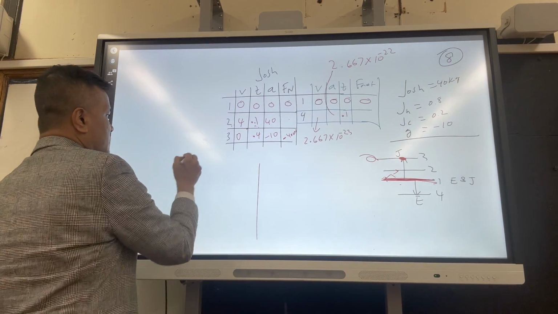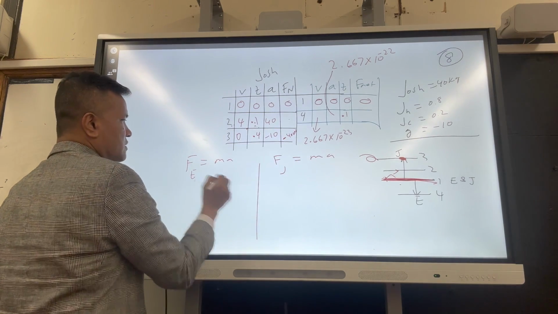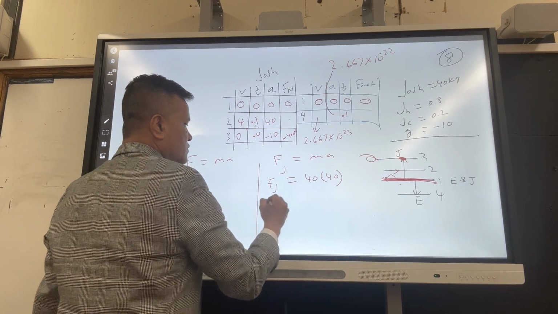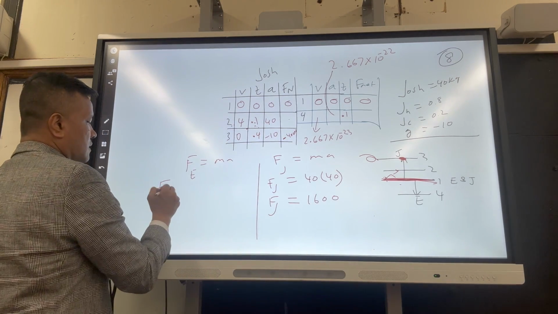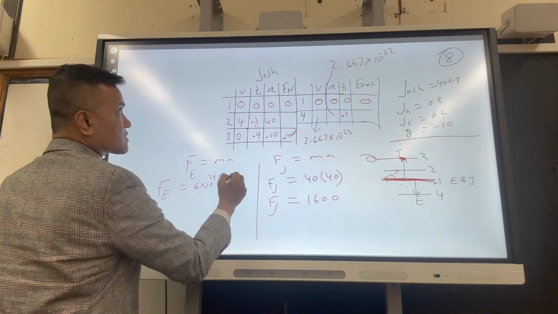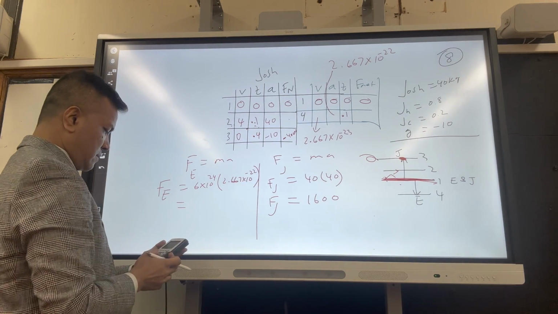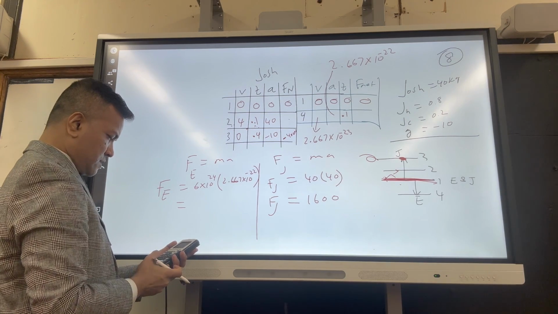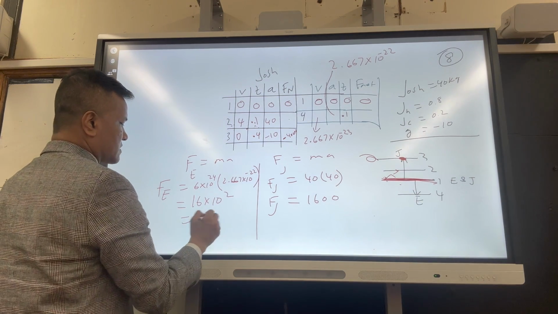But F is equal to ma. This is for Josh, this is for Earth. For Josh, m is 40, so the net force is 1600. For Earth, the mass of the Earth is 6 times 10 raised to 24. The acceleration of the Earth is 2.667 times 10 raised to negative 22. So 6 times 2.667 is 16 times 10 raised to 2. So 1600. Okay, very nice.